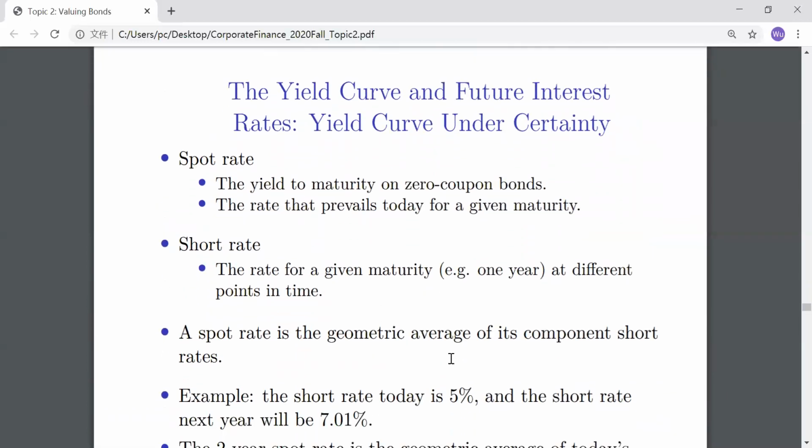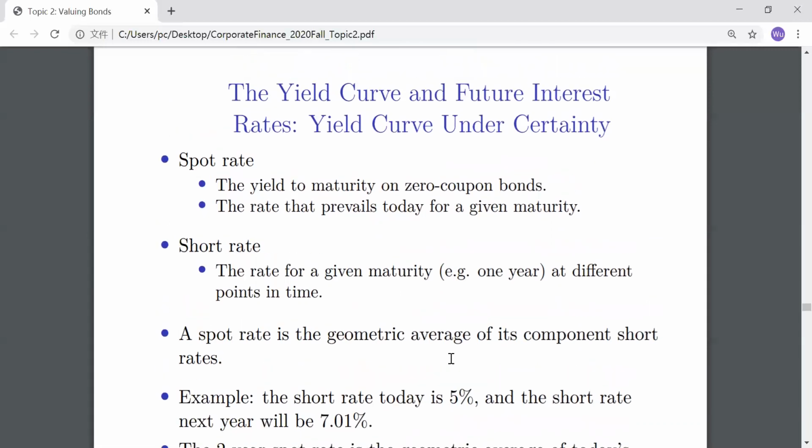Okay, now we're going to introduce some concepts: spot rate and short rate. The spot rate is the yield to maturity on zero coupon bonds, and it is the rate that prevails today for the given maturity. For example, today, the yield to maturity of the 2-year zero is, let's say, 6%.